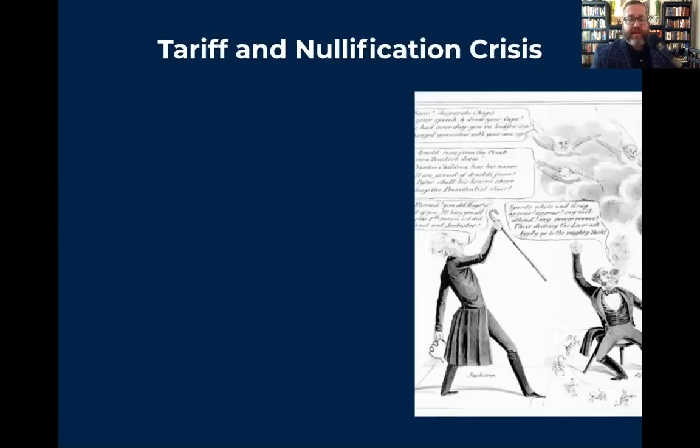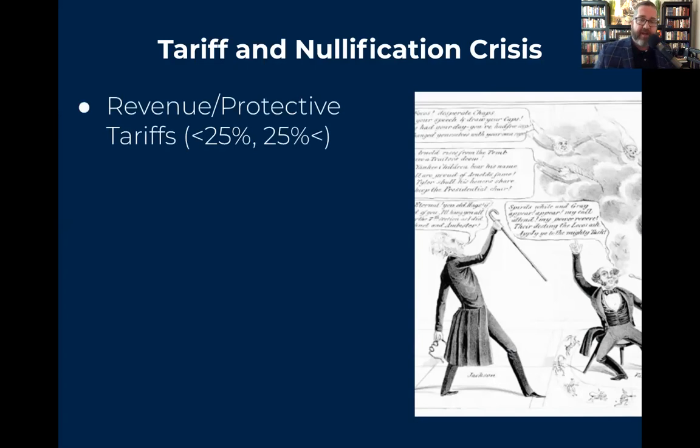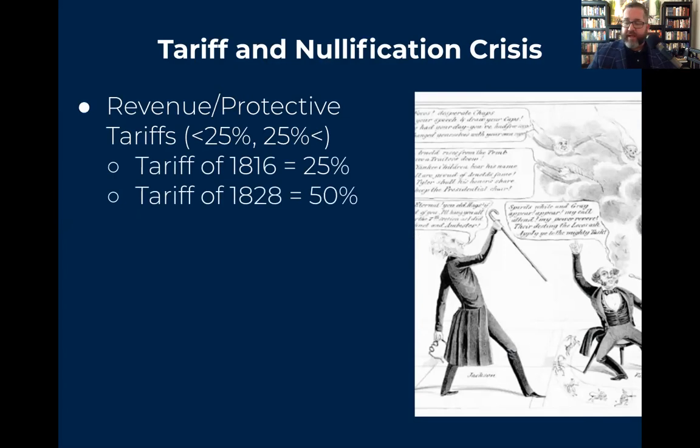But before we get there, we need to understand the tariff and the nullification crisis, this idea of that compact theory. We saw it earlier under Thomas Jefferson with the Kentucky and Virginia Resolves in period 3, this idea that the states can decide when they do and don't want to follow the Constitution. But what's going to end up happening is a war of words is going to break out over a revenue and protective tariff. Below 25% on average is a revenue generating tariff. But once you get above 25%, you're going to find yourself really locking up any kind of exporting or importing to the country. In 1828, the protective tariff was almost at 50%.